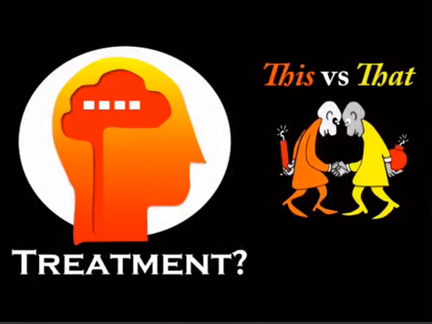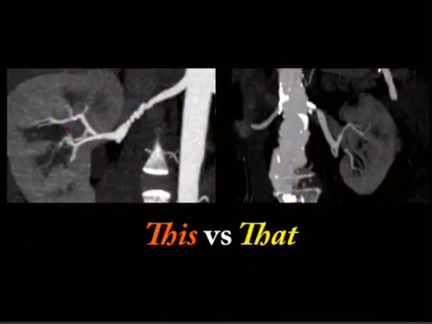Now let's look at a treatment, this versus that. So on one side we have our FMD case, and on the other side we've got what looks like atherosclerotic calcification involving the ostium of the left renal artery. So how do you treat these things? Generally speaking, you've got two tools, angioplasty and then angioplasty plus stenting. So this is sort of a classic question.